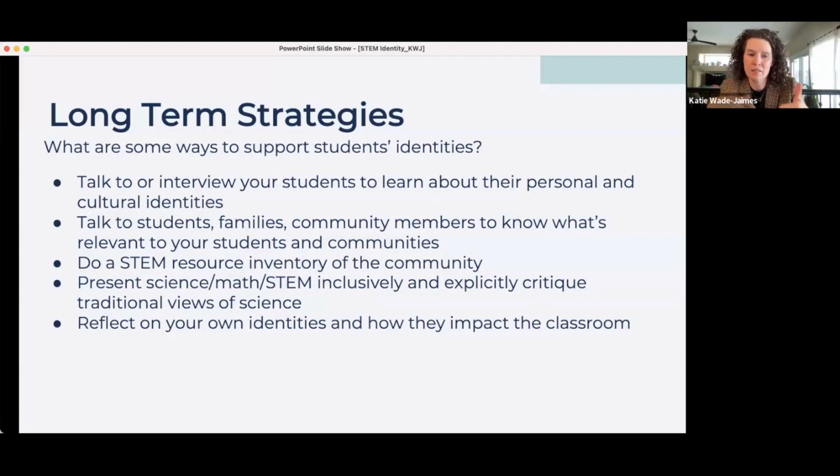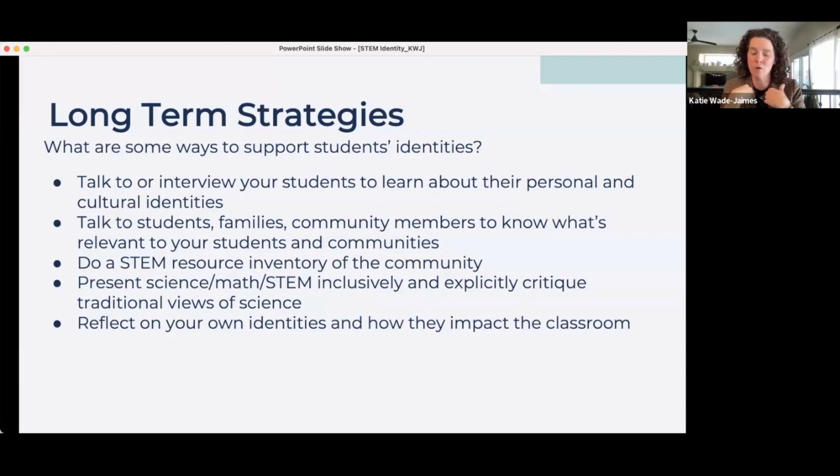Making sure you're presenting science and STEM inclusively. This means when we show pictures or videos, we don't have those stereotypes of who can do science, right? So we explicitly look for imagery and representation of science that is broader or more inclusive. And we explicitly critique these traditional views of science. It's easy for teachers to say, oh, I can change out these pictures, but really think about, are we telling our students, yes, that's a very damaging stereotype of science, and here's another way that science can look, right? I think that's an important conversation to have with students.